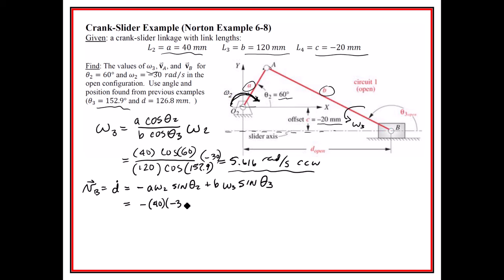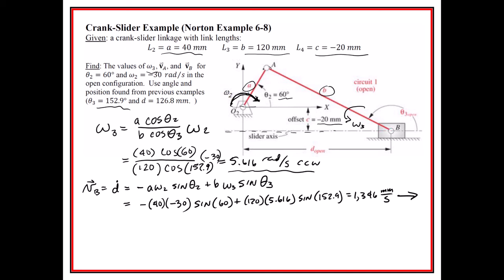So we have this input of negative 30 right here for this one, times the sine of theta 2, which is 60, plus 120, and then the 5.616 that we just got from above, and then the sine of theta 3, which was 152.9. And we get it's 1,346 millimeters per second to the right.